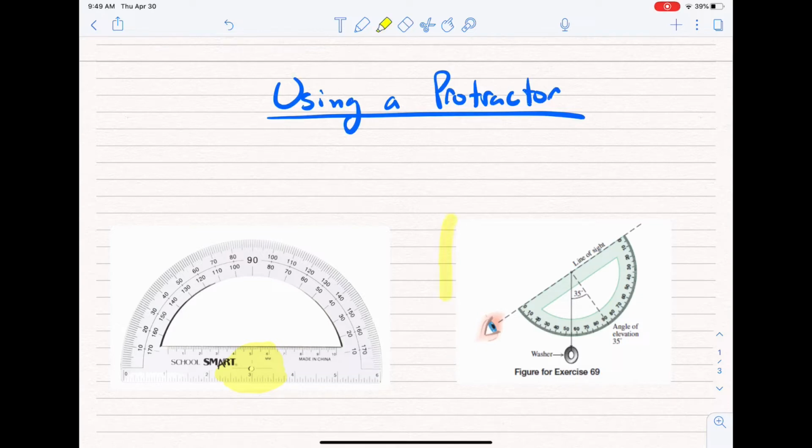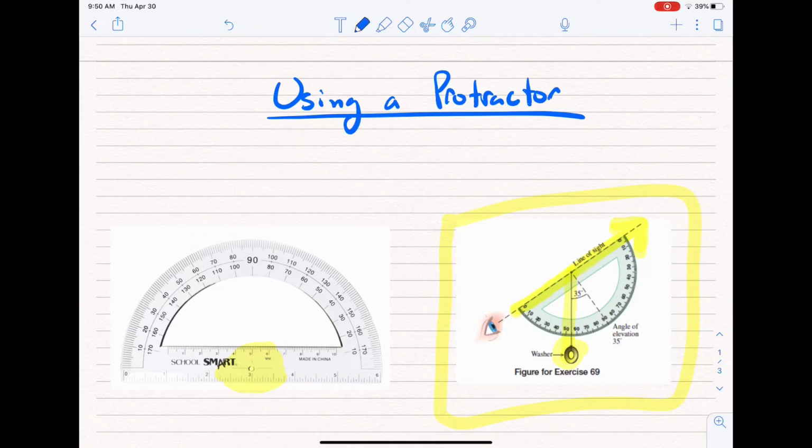What you would do is put a piece of string through that hole and tie a knot, so it's hanging from that hole, and then you put a weight. They used a washer as a weight. Then, while looking along the bottom edge of the protractor in the line of sight, you line up your eye to whatever it is you want to look at, the top of a building, the top of a tree, okay? You line this up nicely, and wherever this weight falls helps you measure the angle of elevation.